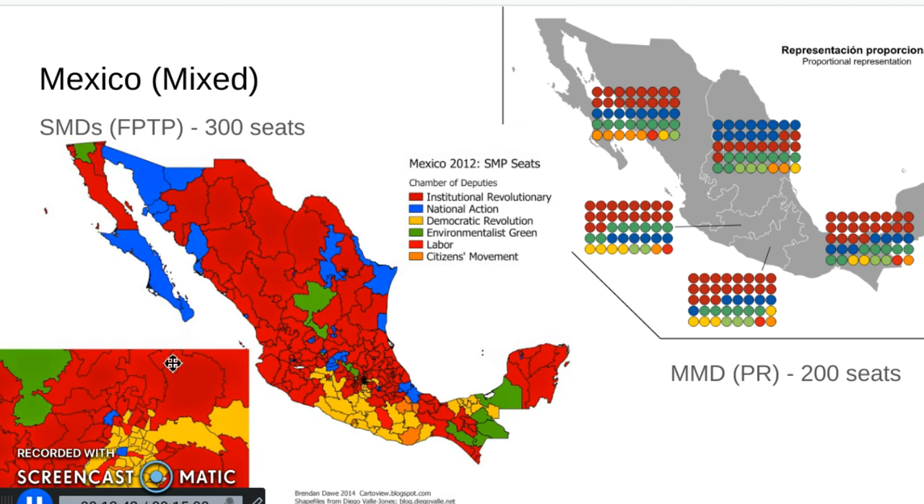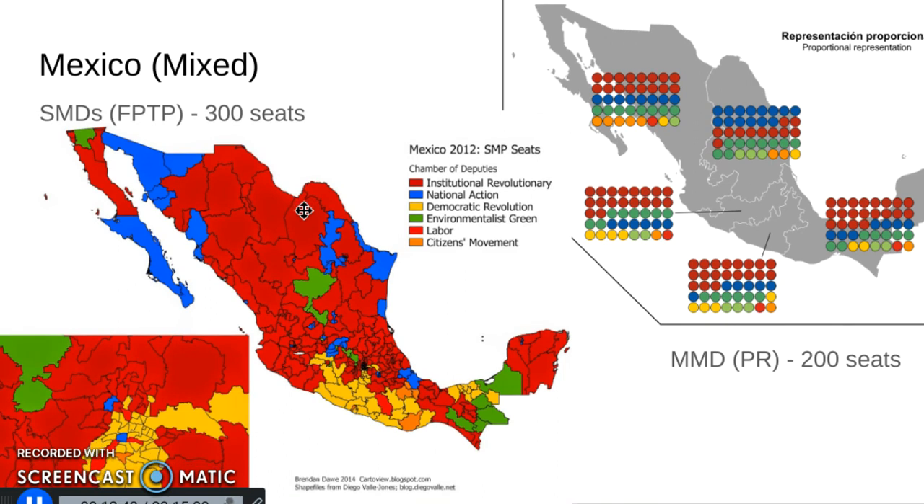Here's a map of Mexico's system. You can see that these are the two parts of their system. The SMD, the single-member district, is 300 of their seats, and here is the proportional representation system. You can see that the districts for their proportional side of their system are much larger. This is a multi-member district, and these are the proportion of votes that came in for this district. And so 200 of the seats get divided up according to the proportion of the parties that were voted on. And then 300 of the seats are winner-take-all. So this district, for example, goes to the red, or the PRI, the Institutional Revolutionary Party.